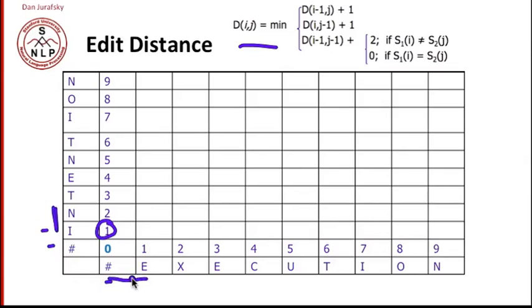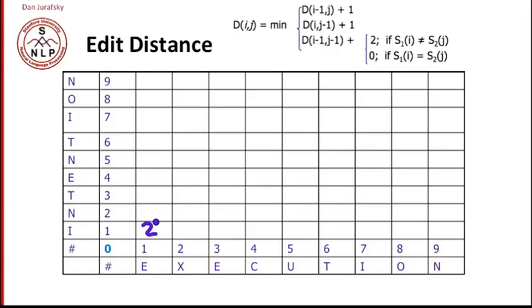Well, intuitively, we expect it's going to be a deletion and a substitution. So let's see if that works out. All right, so the element in this cell is the minimum of 3 values. It's this distance plus 1, this distance plus 1, or this distance plus either 2 if i and e are different, or 0 if they're the same. Well, they're different. So it's the minimum of 1 plus 1, which is 2, 1 plus 1, which is 2, or 0 plus 2, which is 2. So we have 2. So we're going to write 2 in this cell.